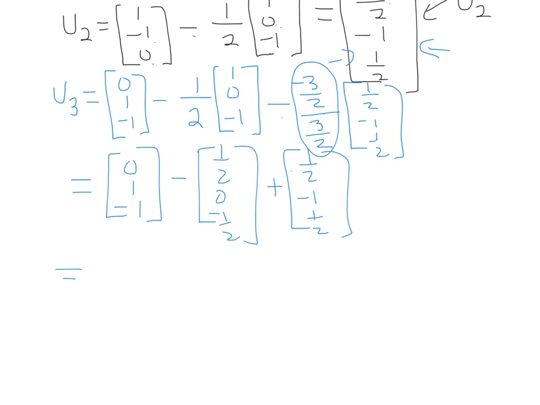Okay, so what happens when we add all this up? We get 0 minus 1/2 plus 1/2. So the first one is 0. Oh, that's a 0. Sorry, 1 minus 0, that's the second component, is 1, and then minus 1. It's going to give us 0 again. And then minus 1 minus -1/2, so minus 1 plus 1/2, which is minus 1/2, and then plus 1/2, oh, 0 again.